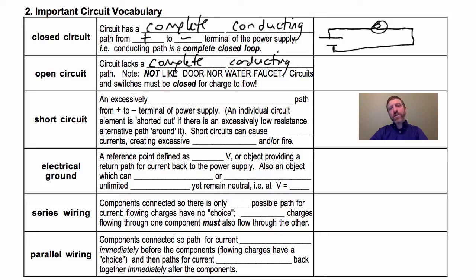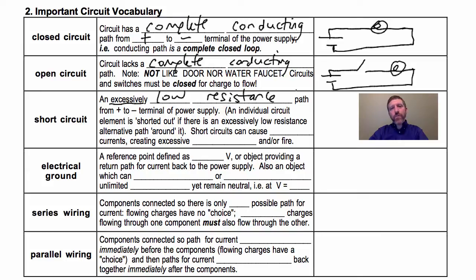If you want charge to go through something, you've got to close that circuit. And this will not be lit because it's an open circuit. Again, no charge will flow. A short circuit, by contrast with an open circuit, and people do confuse these, is where you have an excessively low resistance path from the positive to the negative terminal of the power supply.